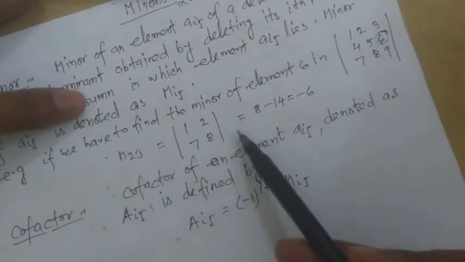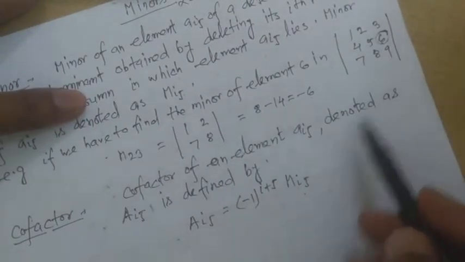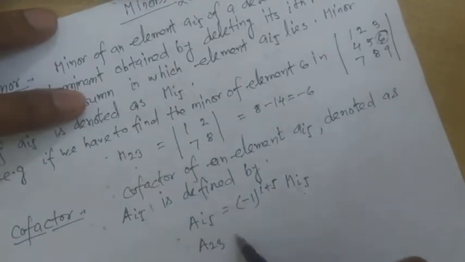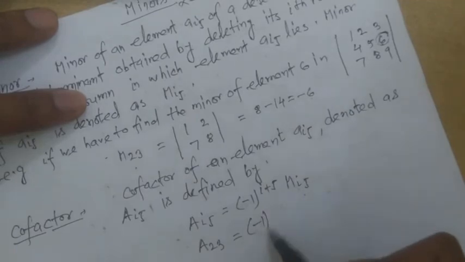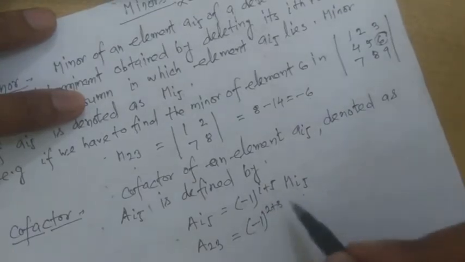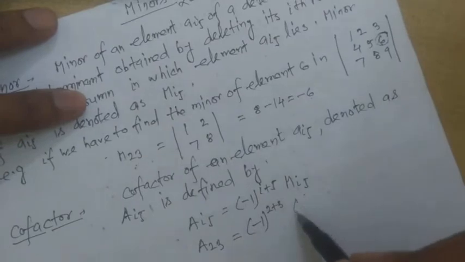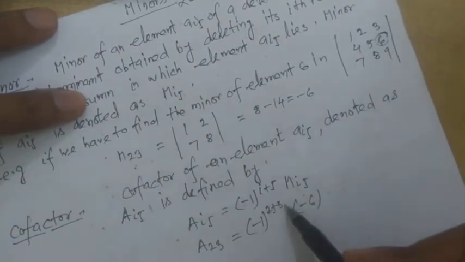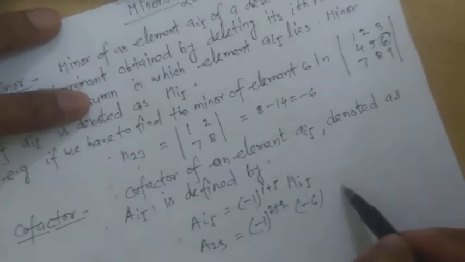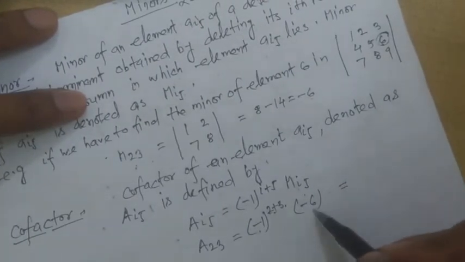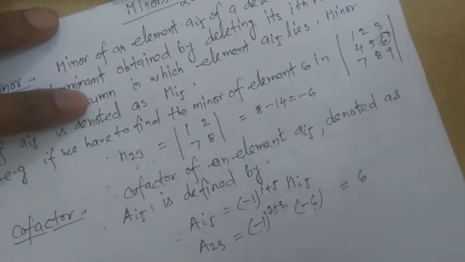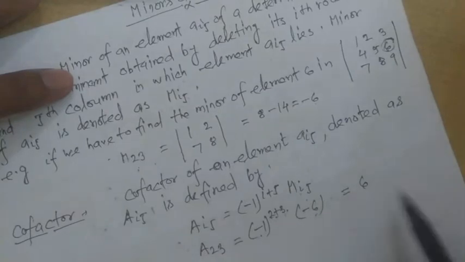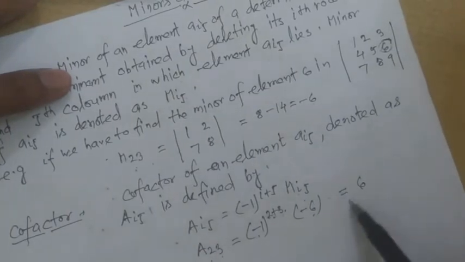Then in the above example, if we want to find the cofactor of A23, then we have minus 1 power 2 plus 3 and M23 was minus 6. 2 plus 3 is equal to 5, minus 1 power 5 is equal to minus 1, and minus 1 multiplied by minus 6 is equal to 6. Then the cofactor of A23, capital A23, is equal to 6.